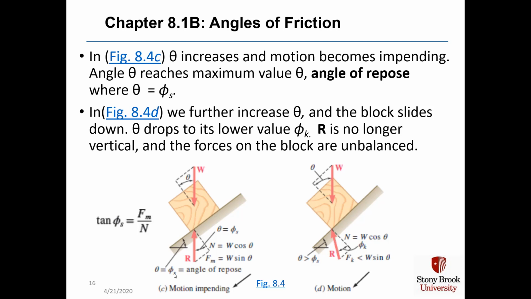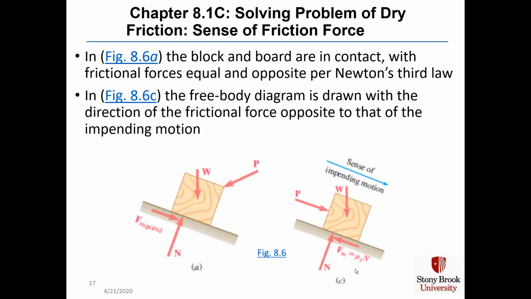And in figure 8.4d, we further increase theta and the block slides down. And theta drops to its lower value, phi sub k. R is no longer vertical. We see here, there's R, it's not vertical anymore. And the forces on the block are unbalanced, which of course is why the block is moving. That's the definition of no longer being in equilibrium when parts start to move.